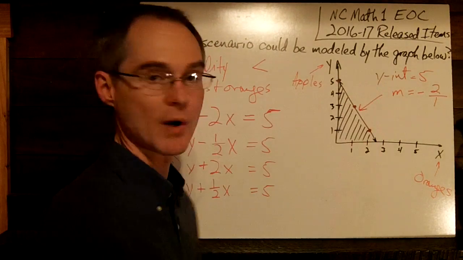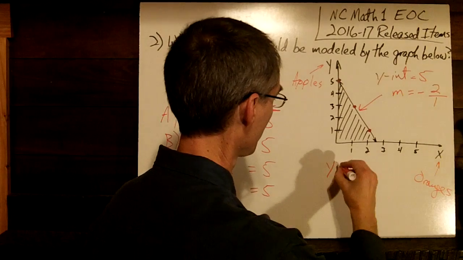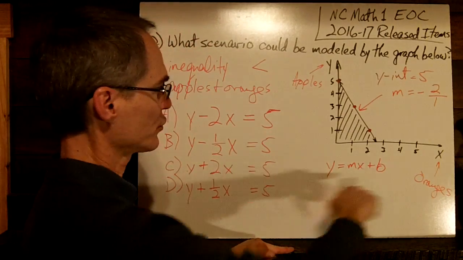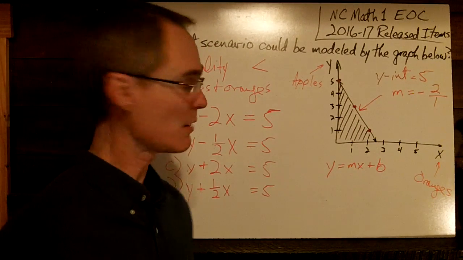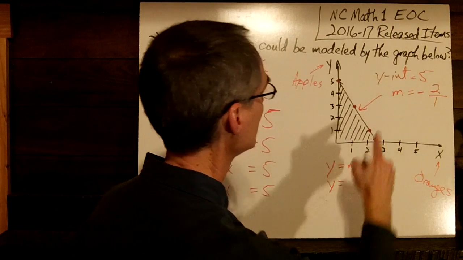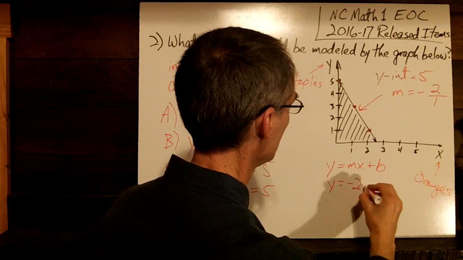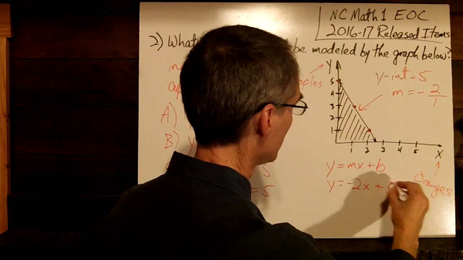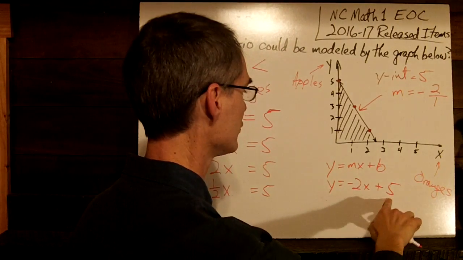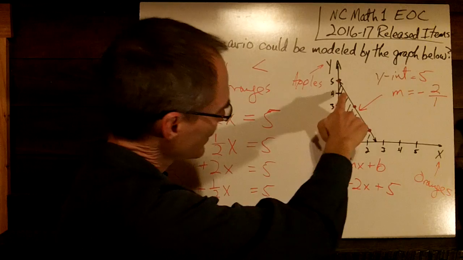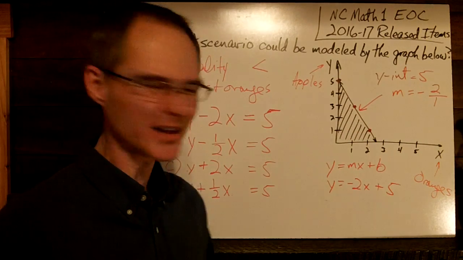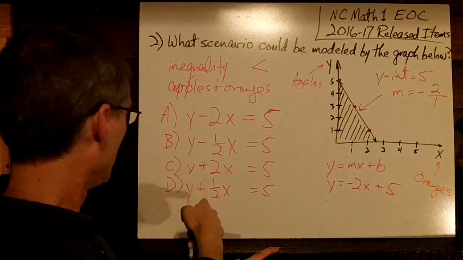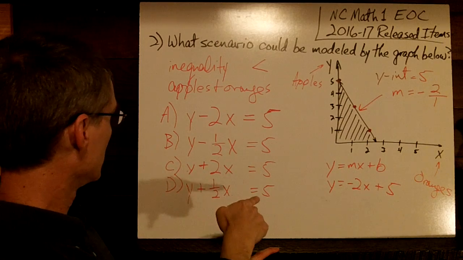Well, I've got a slope and a y-intercept. I can use the slope-intercept form of a straight line, and I can just plug in my slope and my y-intercept. So y equals, slope is negative 2x, plus the y-intercept, which is 5. And so I have y equals negative 2x plus 5. So I have the equation of this line. Again, I've written it as an equation, and I know technically it's an inequality, but I'm going to ignore that for now. Y equals negative 2x plus 5, and that doesn't match any of these.